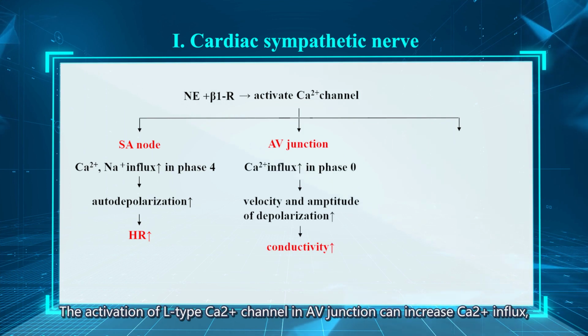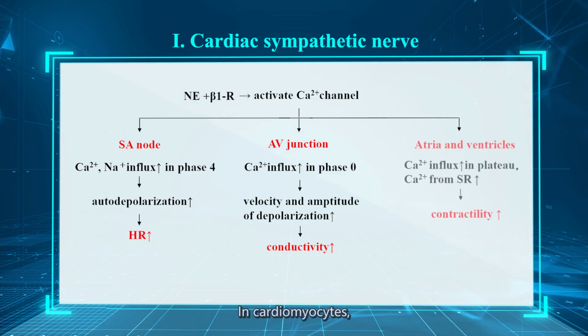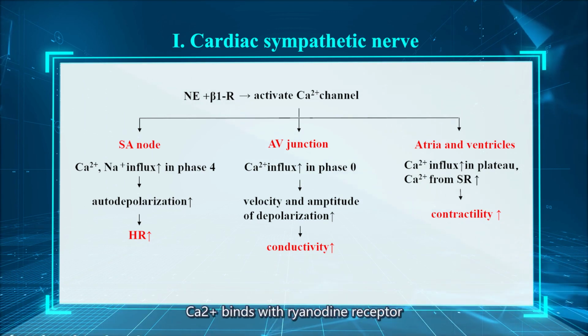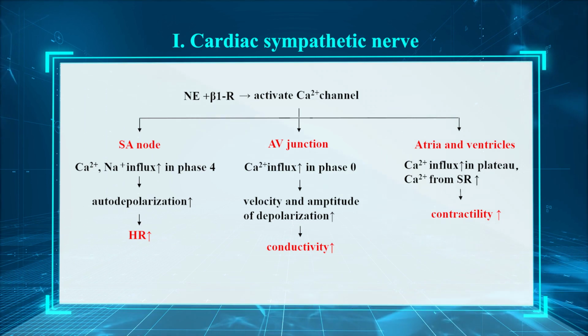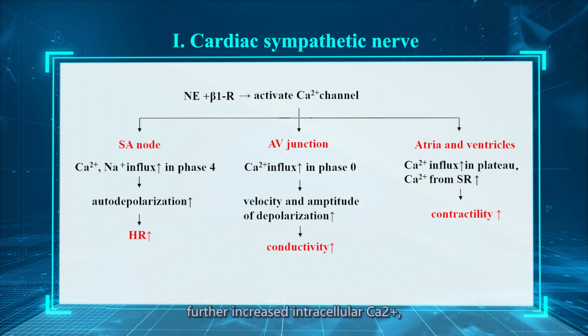The activation of the L-type calcium channel in the AV junction can increase calcium influx, thereby increasing the conductivity. In cardiomyocytes, activation of the L-type calcium channel increases calcium influx in the plateau. Calcium binds with the ryanodine receptor on the sarcoplasmic reticulum to open the calcium channel, further increasing intracellular calcium, which enhances myocardial contractility.